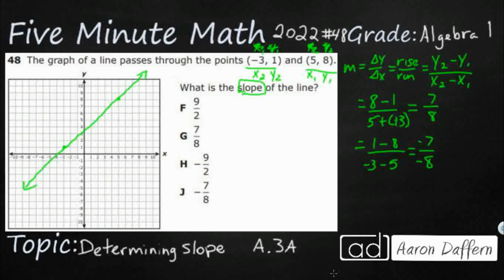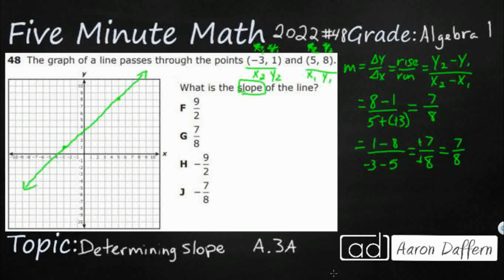So you might think, oh, that's different, but remember, 2 negatives make a positive, right? So it's going to end up being the exact same thing. It doesn't really matter when you get 2 points which set is x1 and y1 and which set is x2 and y2. Either way, you're looking at that 7/8, which is right in front of us.